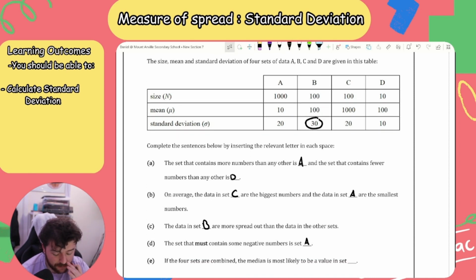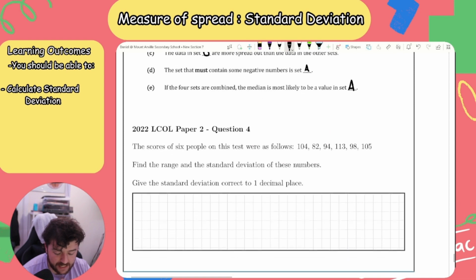And if the 4 sets are combined, the median is most likely to be a value in set blank. I'm going to say it's set A because A has the most numbers, it has 1,000. B only has 100, C only has 100, and D only has 10. So it's more likely to be A because there's 1,000 numbers in it. One of them has a more likely chance of being the median there. Right, that question is done.